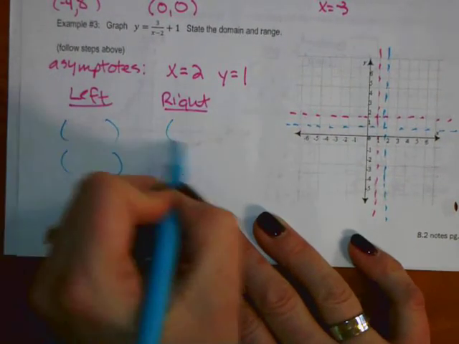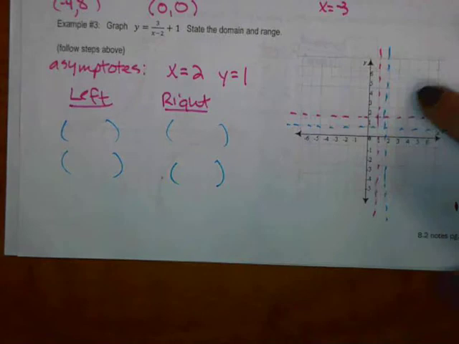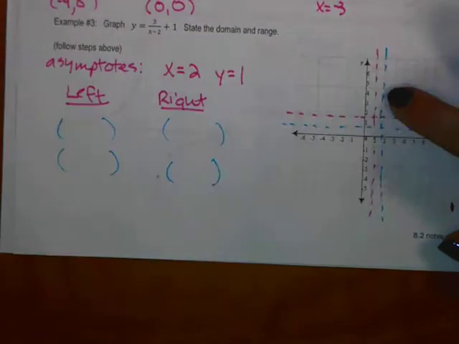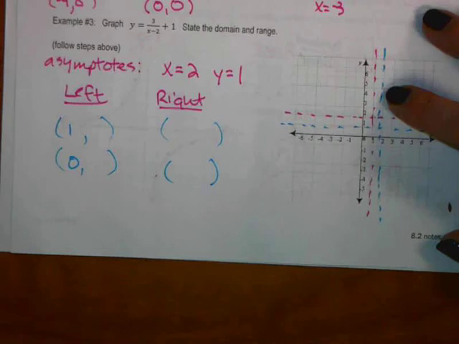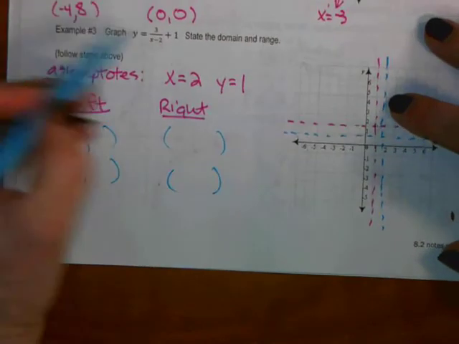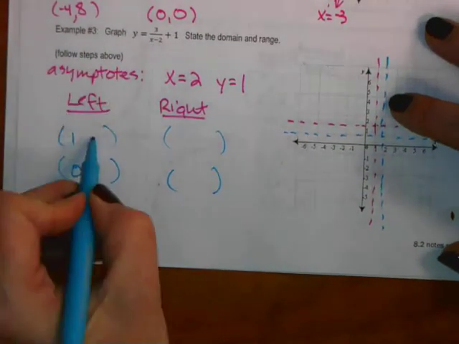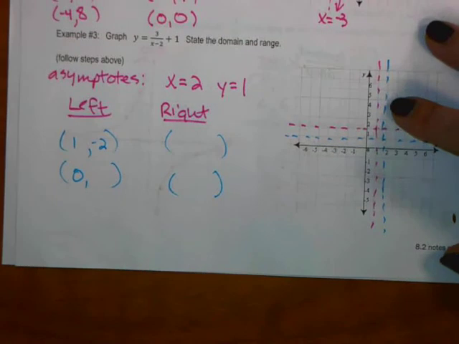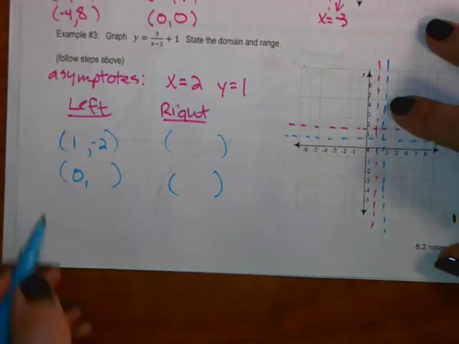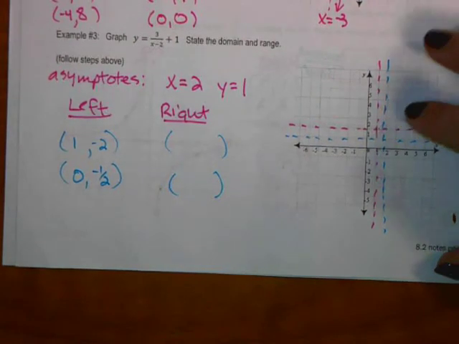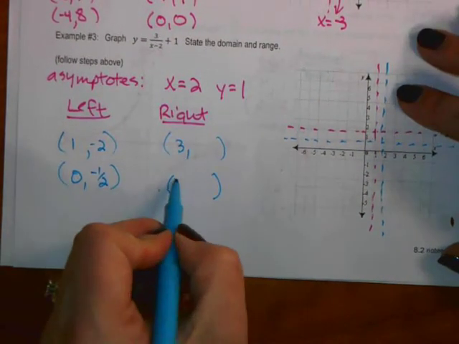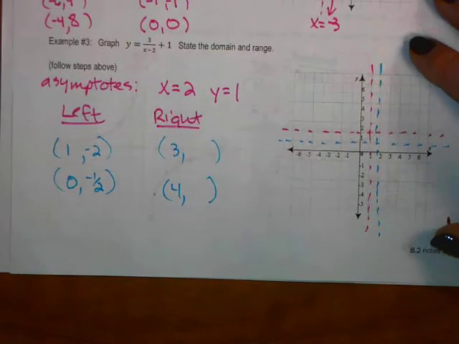Okay, left and right. So I have to be to the left of 2. So I'm just going to pick some easy numbers, maybe 1 and 0. When I plug in 1 to this function, I get -2. When I plug in 0 to that function, I get -1/2. That should be enough, we'll see. And then to the right, I'm just going to pick 3 and maybe 4 and see what happens. You might get some fractions or decimals, and that's okay.